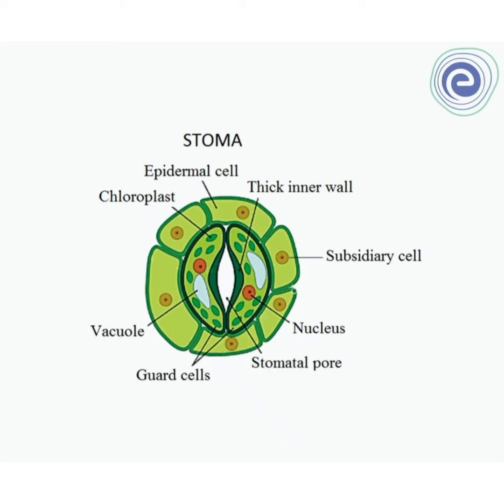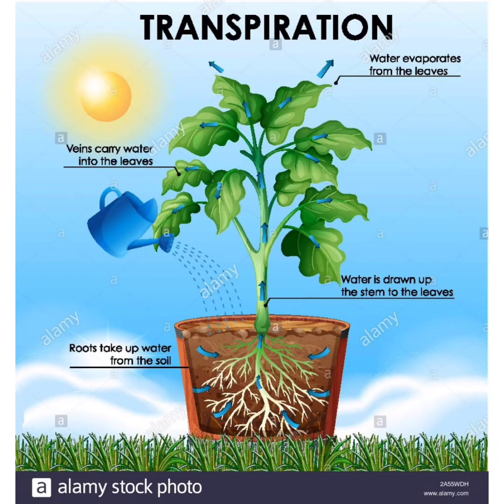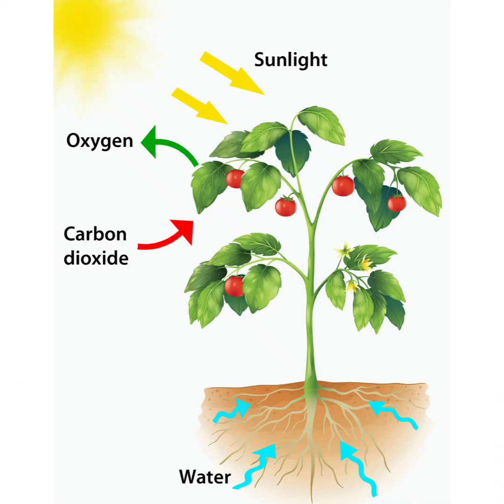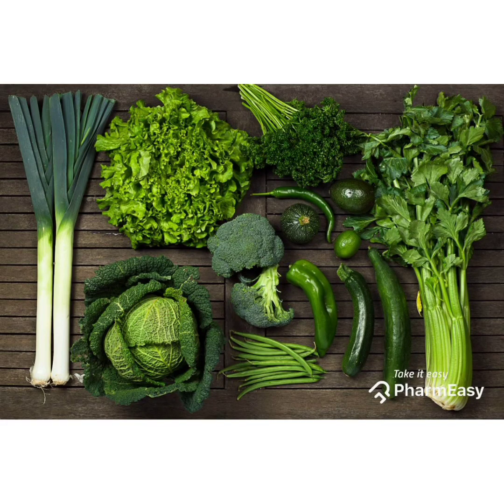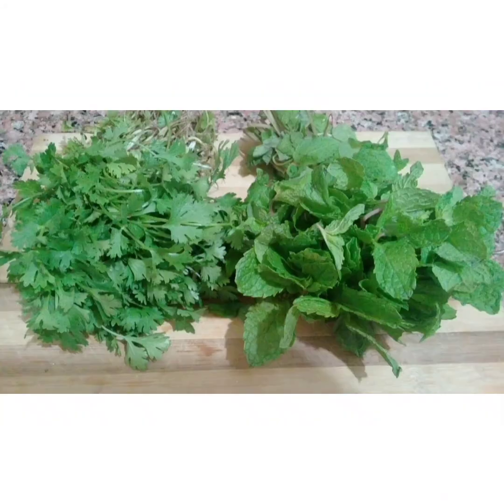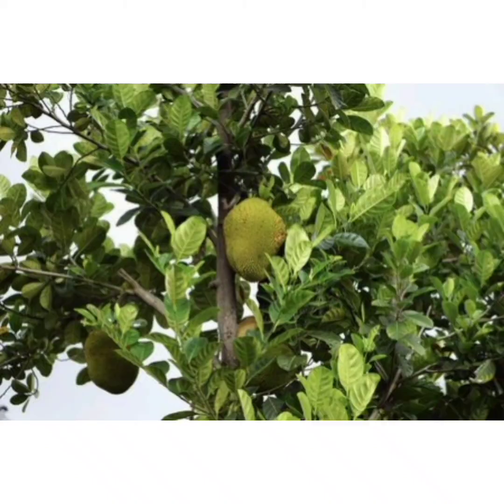Coming to the functions of the leaf, they play an important role in plants, like they help in respiration, they help in transportation, and they also are involved in photosynthesis. Some plants' leaves, we take them as our food also. For example, coriander, pudina, or mint, etc. Some plants' leaves we use for cooking purposes also, like jackfruit leaves.